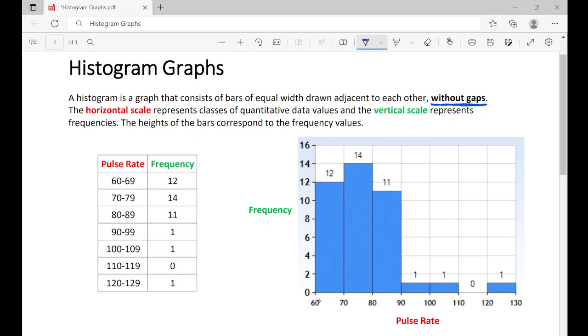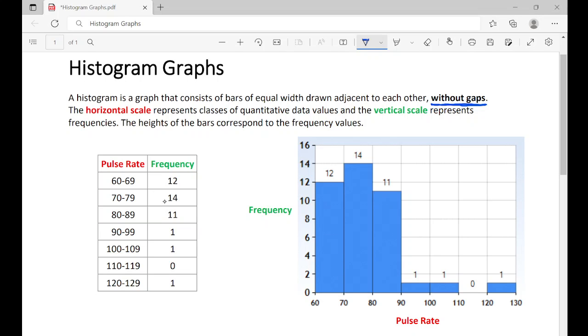Now we're going to start off with the first one, 60 to 69, the first bar of the histogram with a frequency of 12. So that means here we're going to go up to 12 on the vertical axis. And you don't have to write 12 here. It should be easy enough to see that it stops at 12. And that's all you do for the first one.